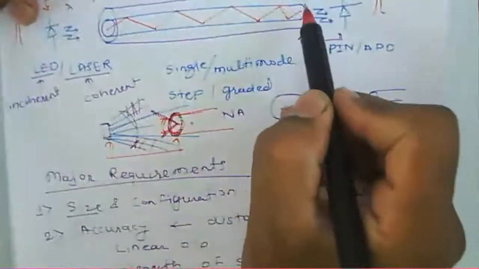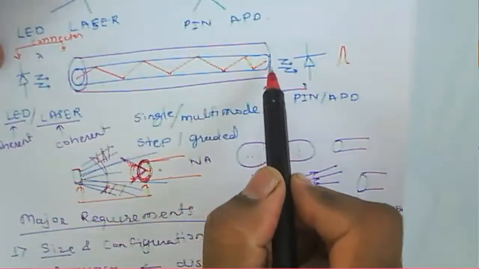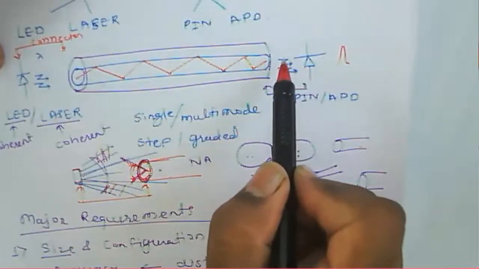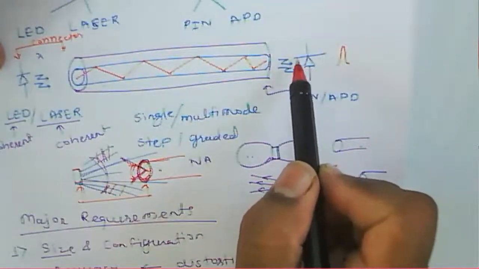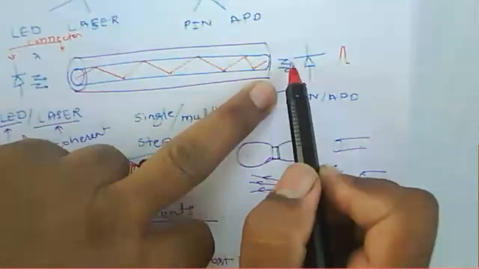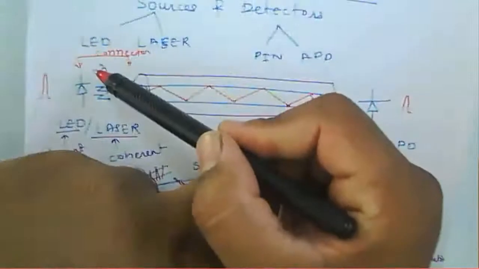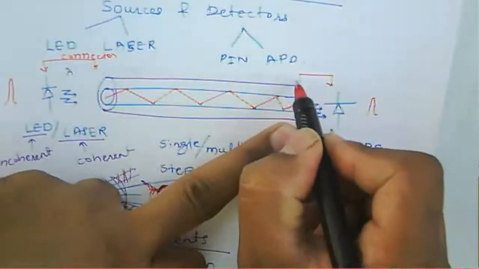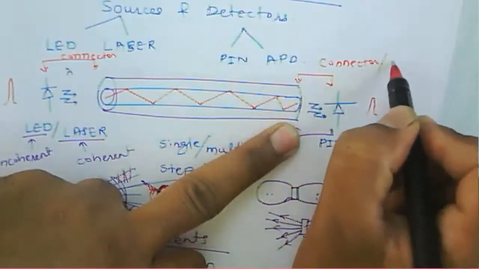Similarly at the detector, whichever light comes from the fiber will be detected by the detector. So all the light coming out from the fiber will be detected by the detector. So here we have the coupling efficiency at the source and the coupling efficiency at the detector. Now here it will be a connector, or we can say a coupler.